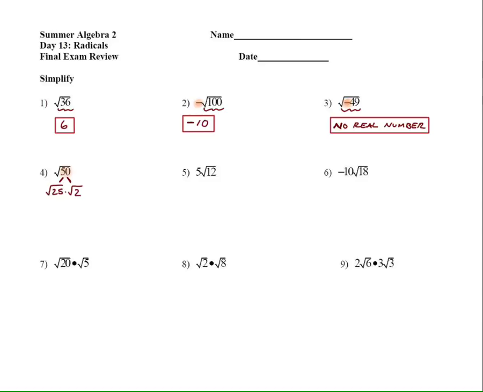And the reason why I picked 25 and 2 is because 25 is a perfect square. So then what I would do is deal with the square root of 25, which is 5, and then that square root of 2 stays square root of 2. So the answer is 5 root 2.